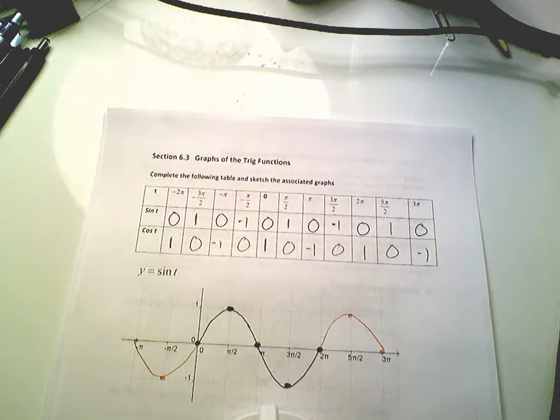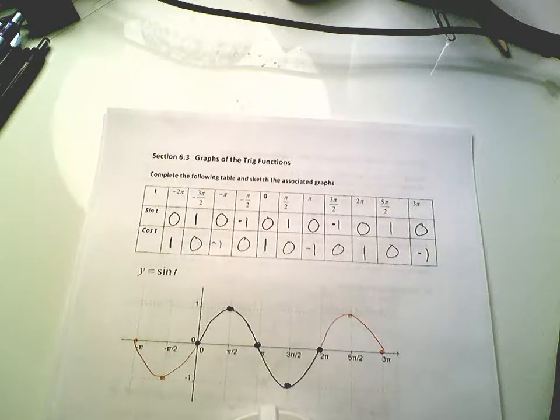Provide the basics of section 6.3 with a focus right now on the sine and cosine functions. We'll talk about tangent a little bit down the road, but right now we're going to focus on the graph of the sine and cosine function as well as the assorted transformations thereof.